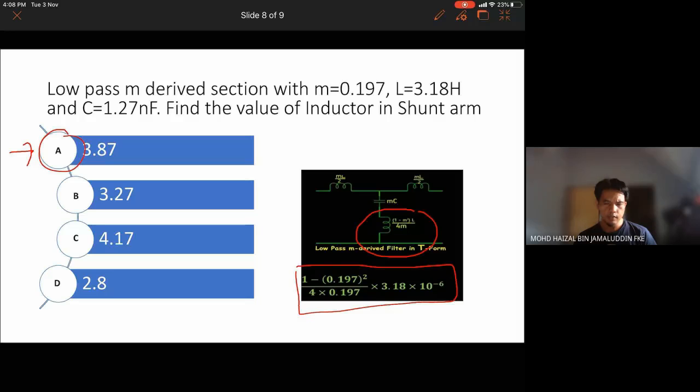Next, a high pass m-Derived pi section. Although the example given in this video is in the T section, here the question asks about the pi section with m equal to 0.28 and C equal to 21.22 nanofarad. Find the value of the capacitor in the circuit. So now you need to know about the design of a high pass filter using the pi section. You need to draw the circuit. The circuit is given here.